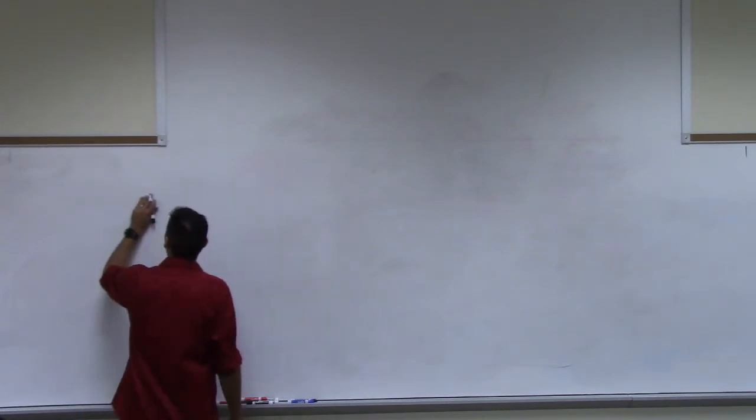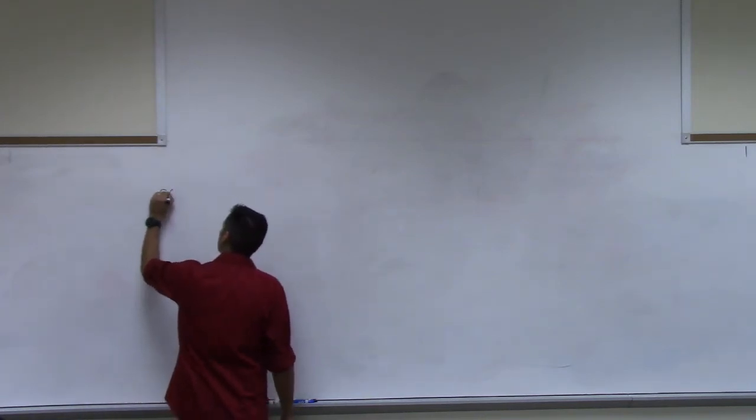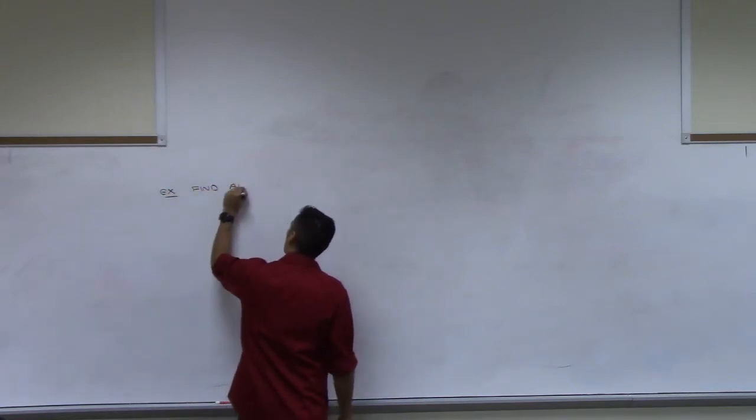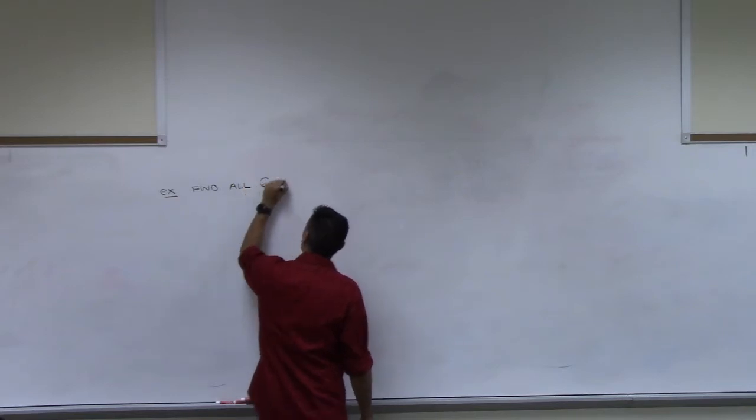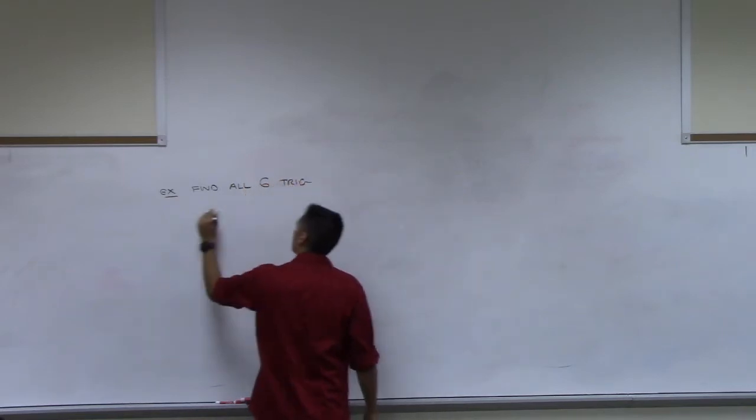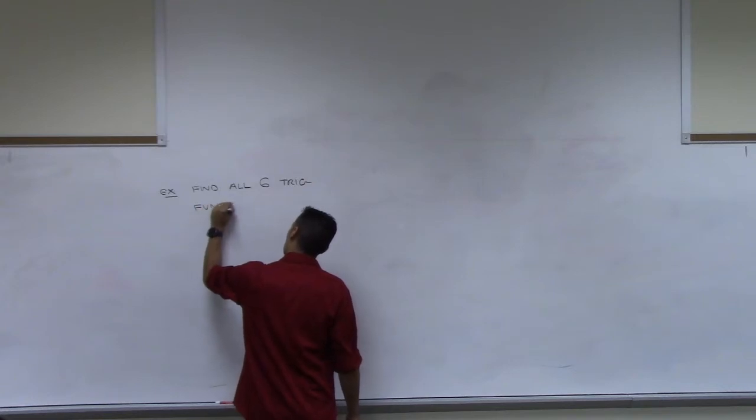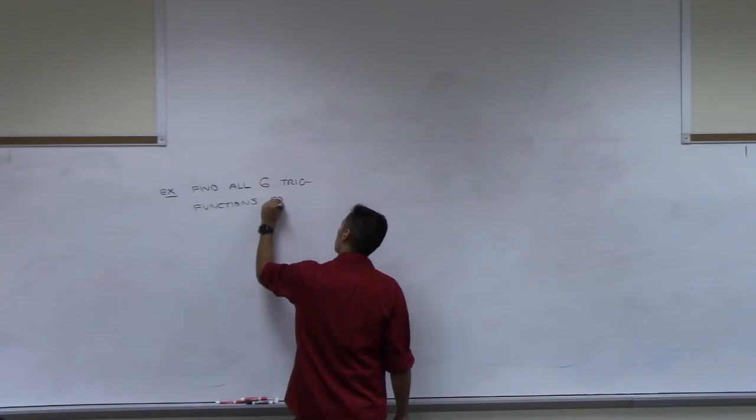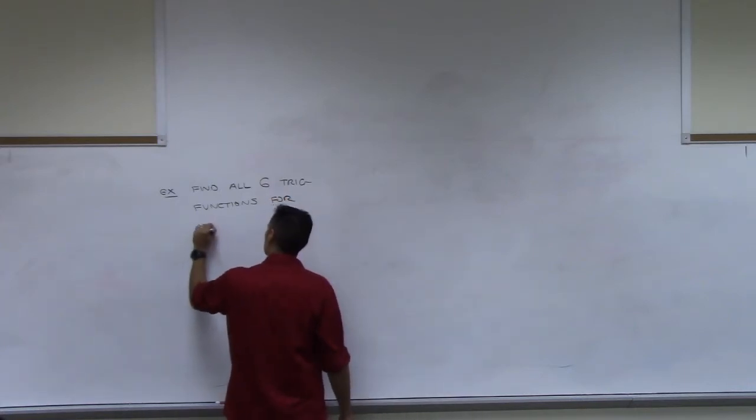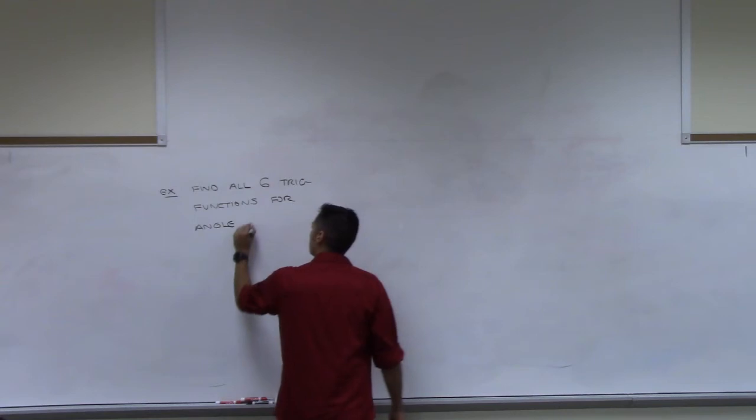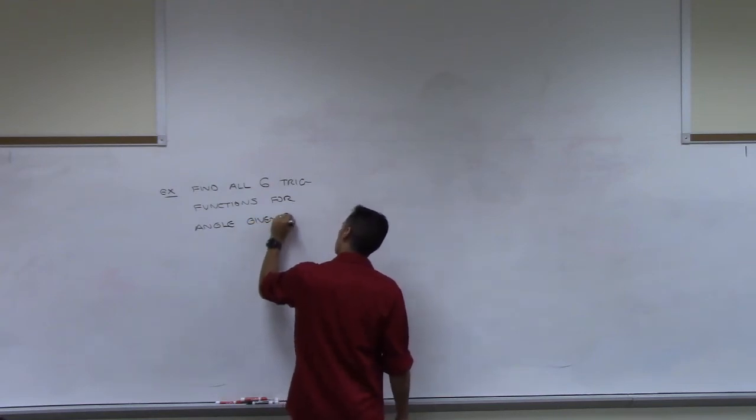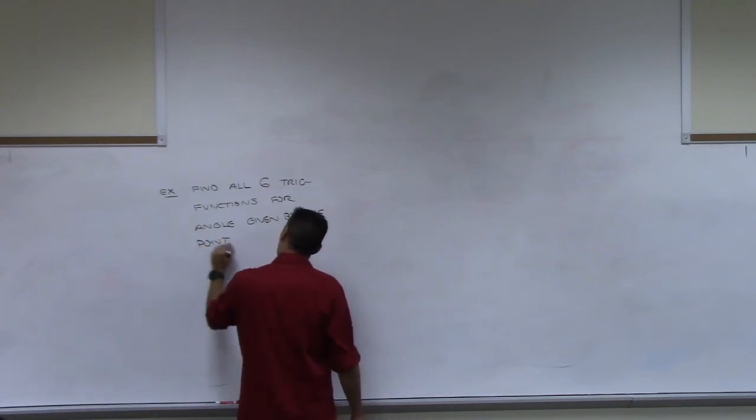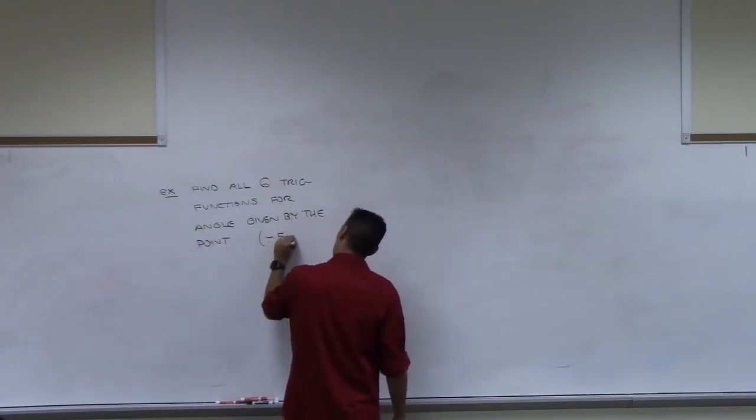All right, we're going to pick up where we left off last time. I'm going to give you an example here. I'd like us to find all 6 trig functions for angle theta given by the point. Let's go with negative 5, 12.